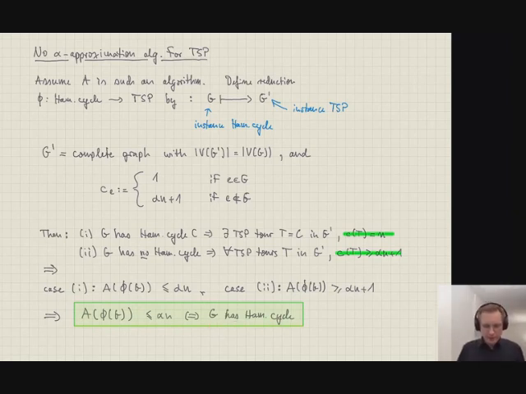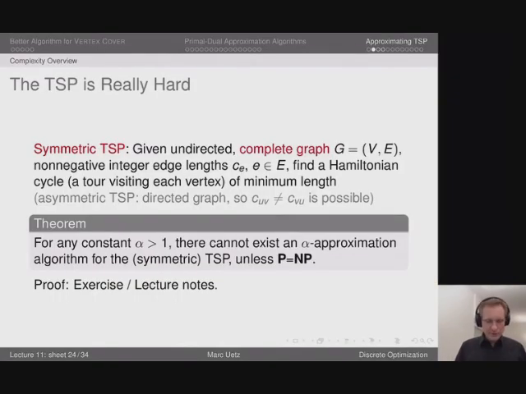And that would mean we could solve the Hamiltonian cycle problem on the original graph using our approximation algorithm, and that means we would have that P is equal to NP. So unless P is equal to NP, such an alpha approximation algorithm for the TSP problem cannot exist. So that is really bad news. So we have this strong inapproximability result for the general TSP problem.